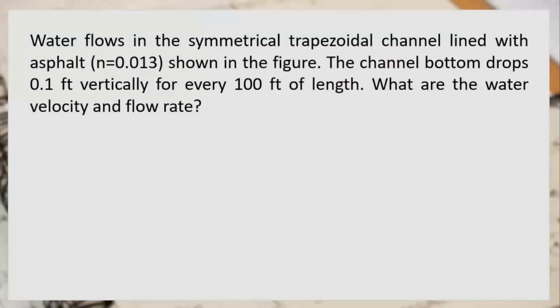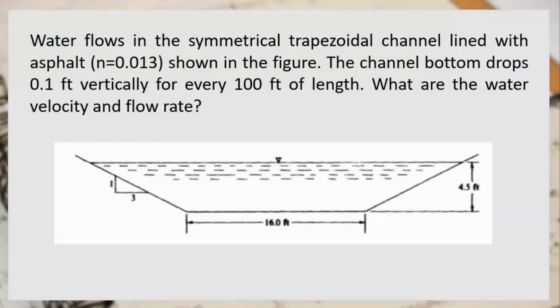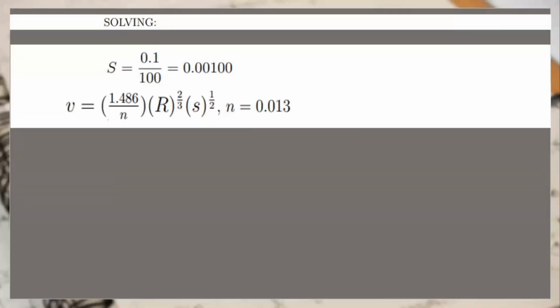For example, in this example, we are going to determine water velocity and flow rate. The channel is trapezoidal and symmetrical. It has a roughness coefficient of 0.013 and the channel bottom drops 0.1 feet vertically for every 100 feet of length. And solving, it can be converted into a slope. S is equal to 0.1 over 100 equals 0.00100.